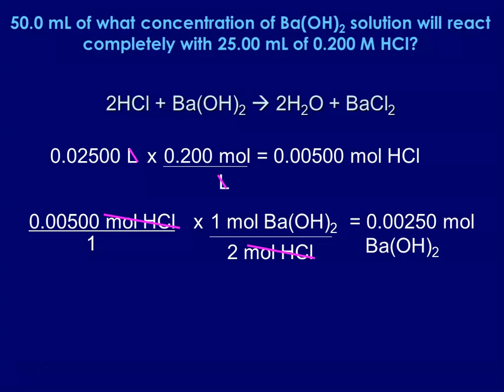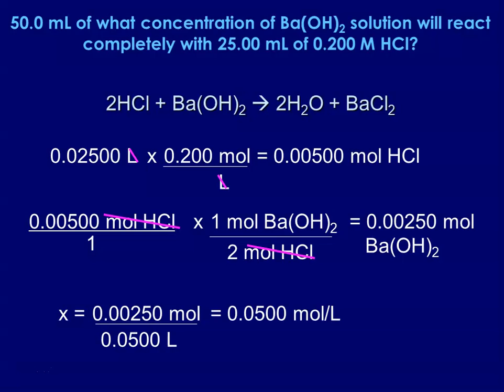This does give me my moles of Ba(OH)2, and along with my volume, once I convert it to liters, I can find my molarity of my barium hydroxide solution, which was 0.0500 M, or 0.0500 moles per liter, or 5.00 times 10 to the negative second molarity.